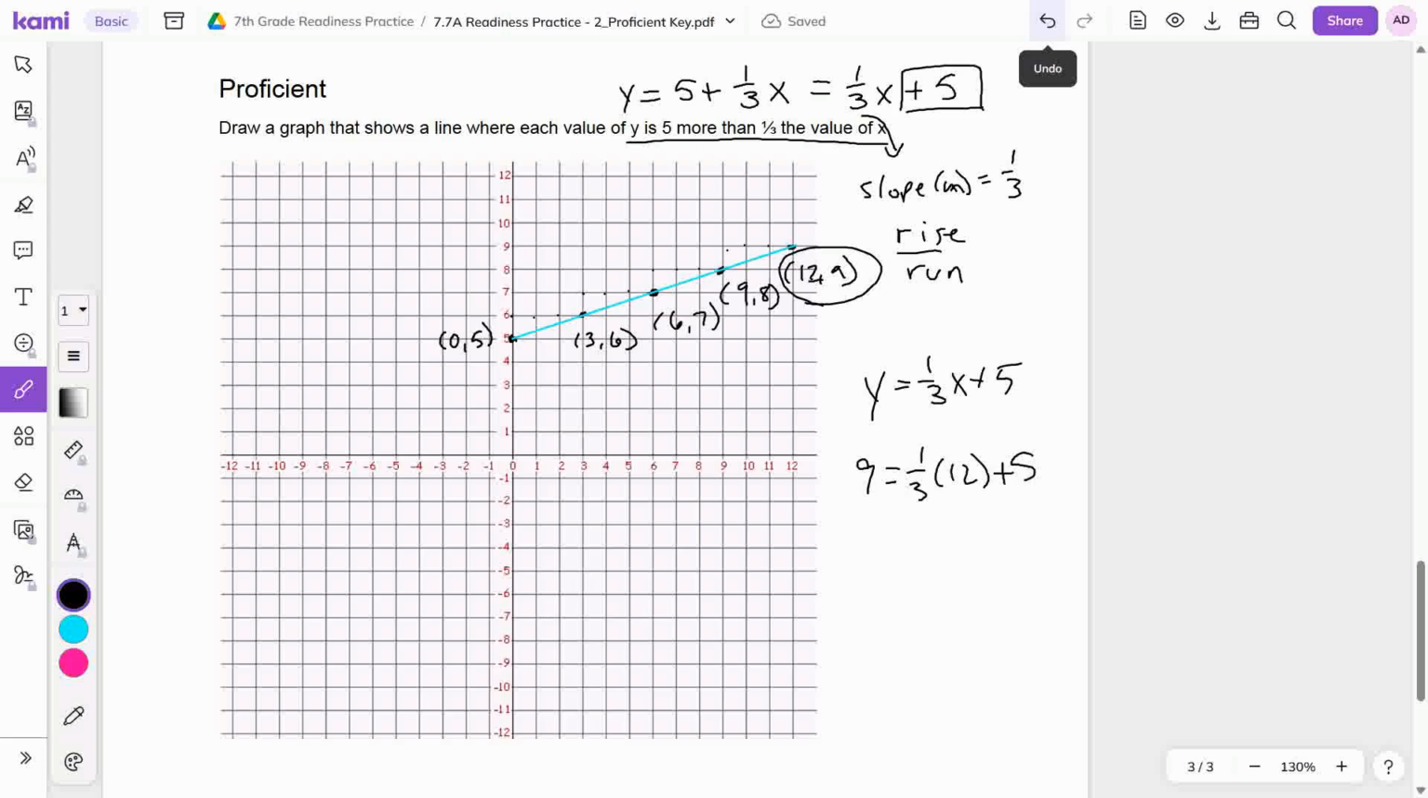Because we weren't calculating, we were just using the fact that 1/3 is our slope. That means we go up 1 over 3. They're both positive. If 1 was negative, we would have to go either down or to the right. Okay, so 9 equals, what is 1/3 of 12? That is 4 plus 5. 9 equals 9. So we did it.